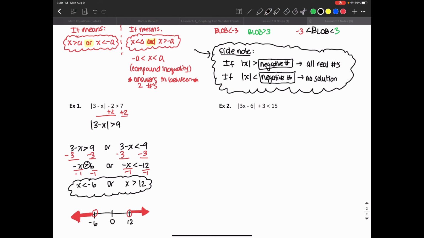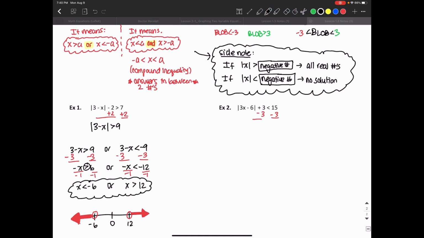And example 2, I have the absolute value of 3x minus 6, plus 3, is less than 15. I'm going to subtract 3 on both sides. I'm going to end up with the absolute value of 3x minus 6 is less than 12. I've isolated my absolute value now. I'm going to write the 2 inequalities.